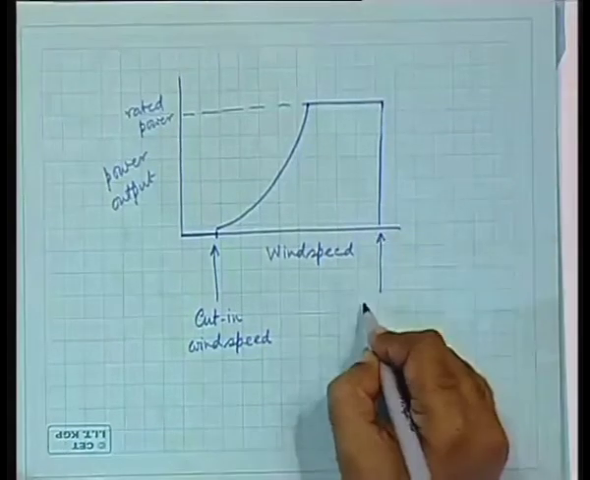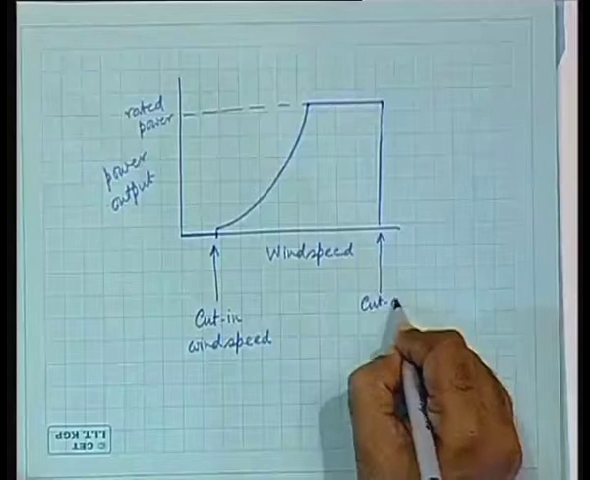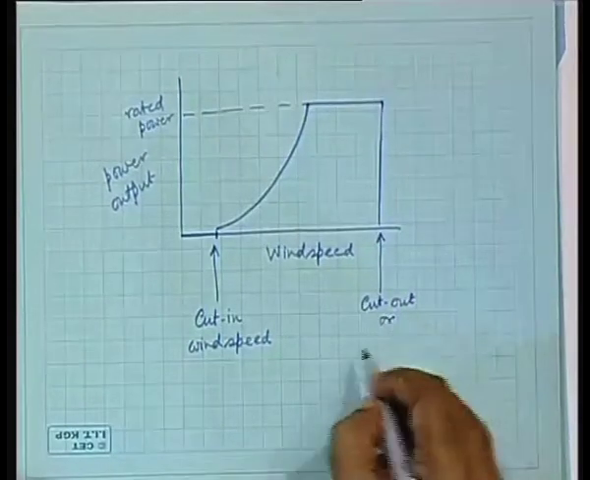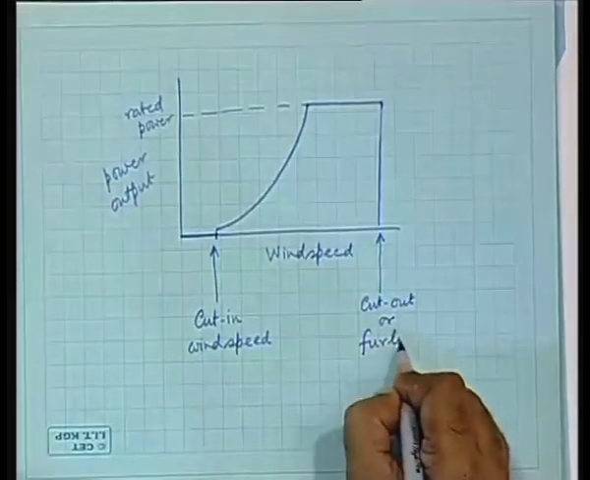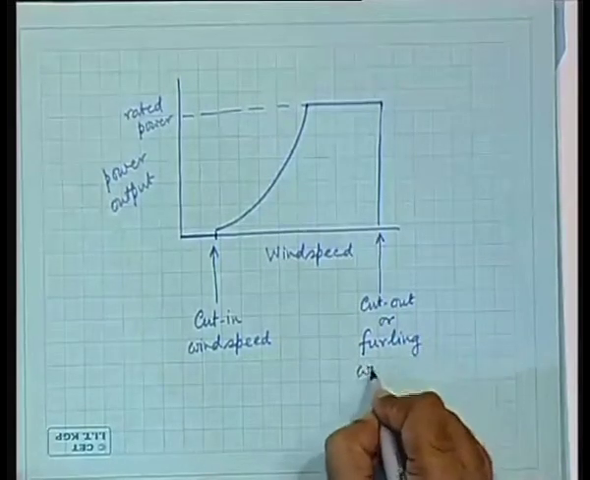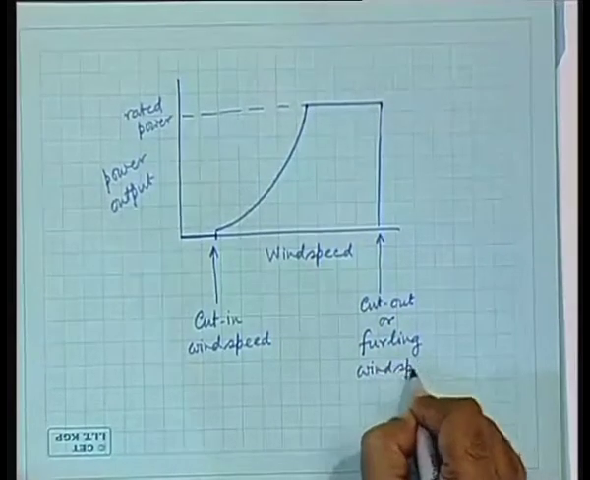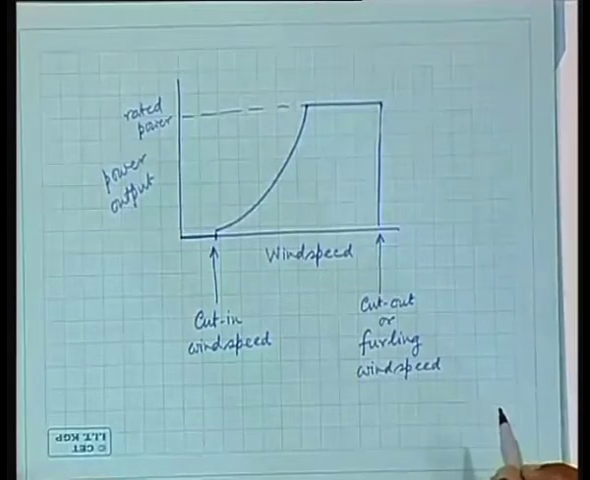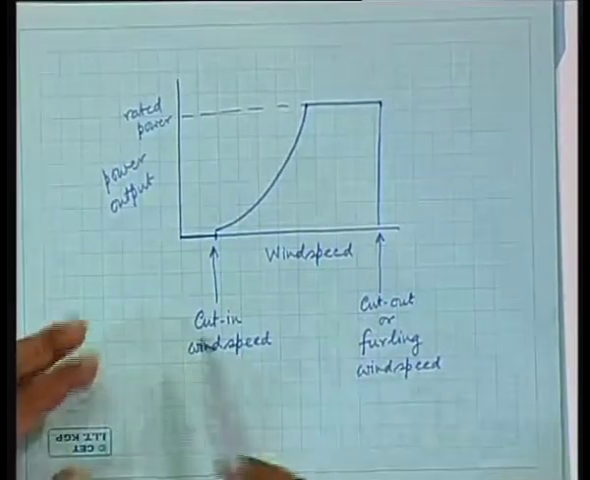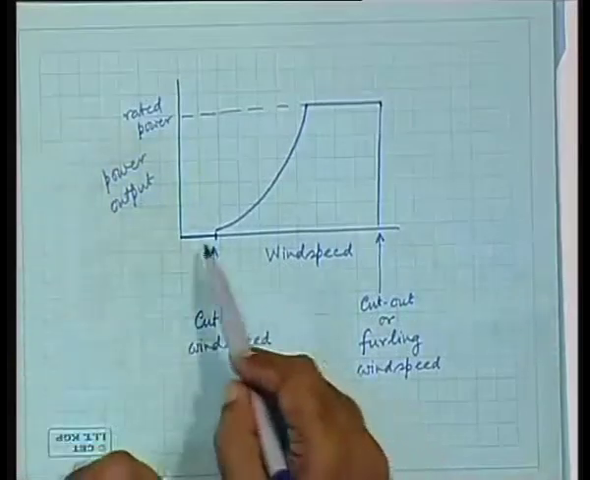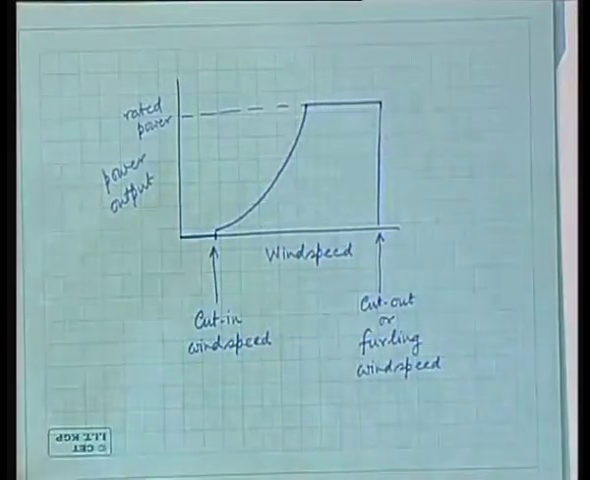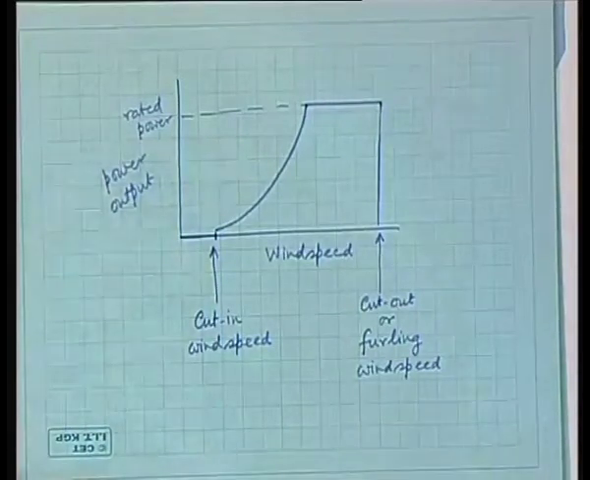This is called cut out or furling wind speed. So normally the power output versus wind speed characteristic of a generator would be something like this. I will come to more details about how this is maintained, how this is obtained in the next class. Okay, fine, that's all about it today.